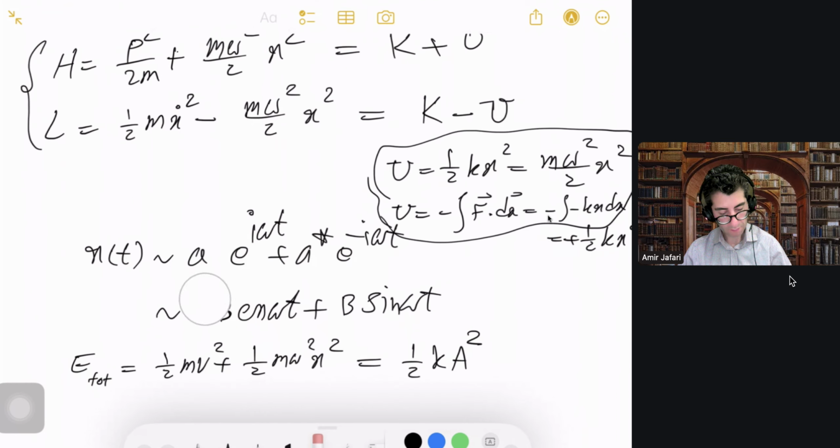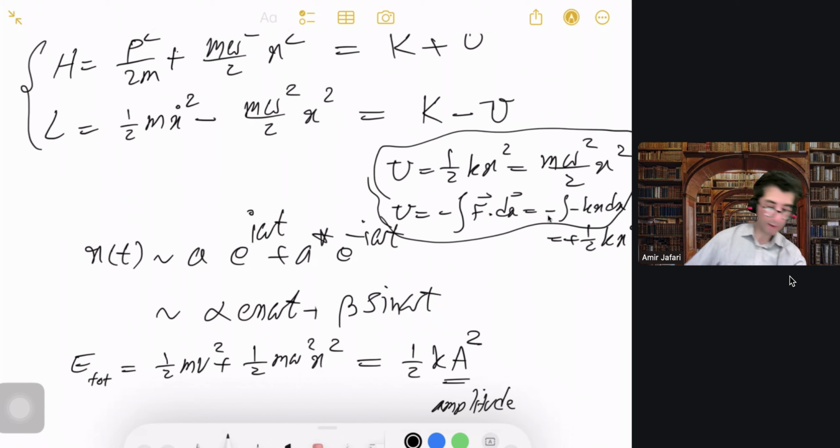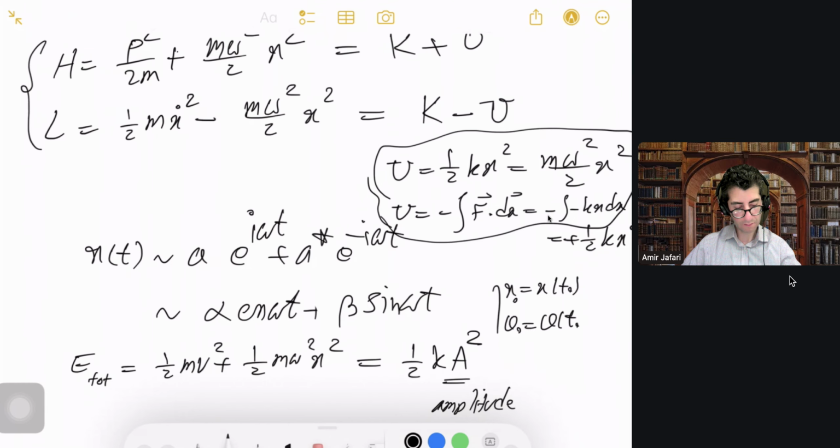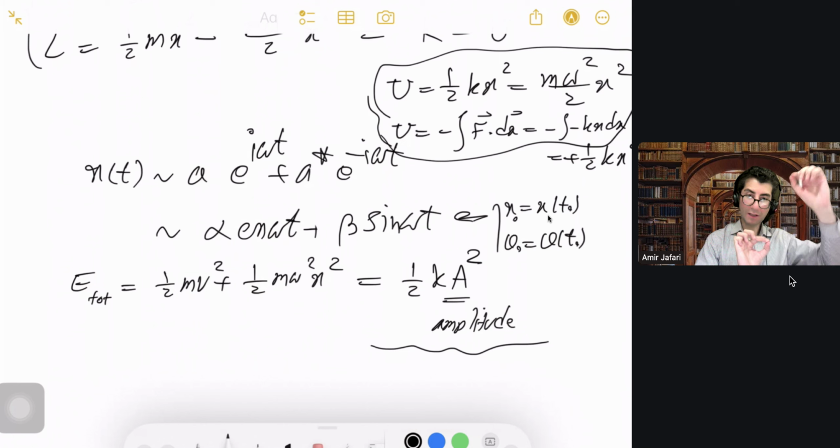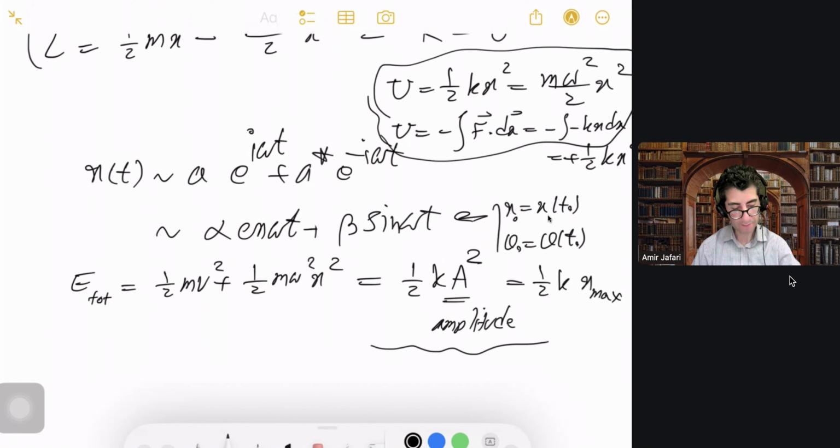Okay, because this A is the amplitude, so I don't want to. Let's call these alpha and beta. Okay, these constants. And you know that from x(t0) initial conditions like this given, you can get these constants. So this is the total energy of the simple harmonic oscillator, and A is the maximum displacement. It's basically 1/2 k x max squared.